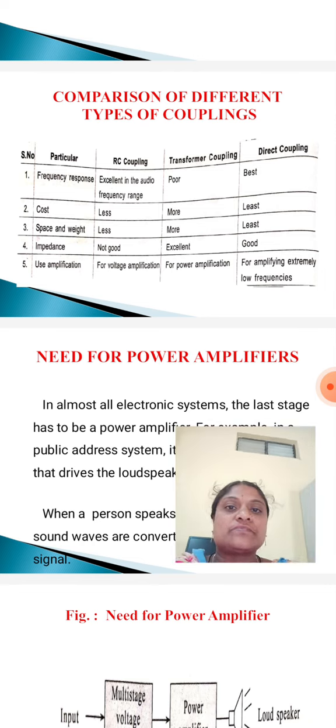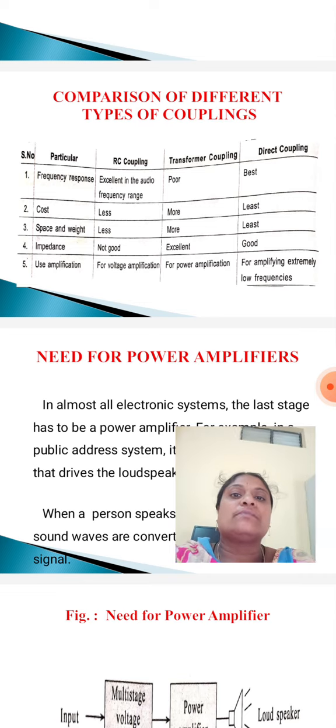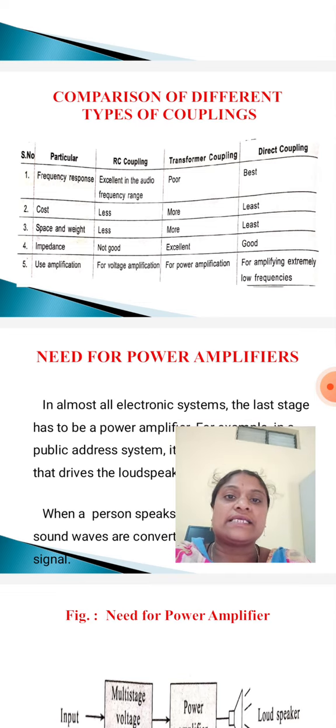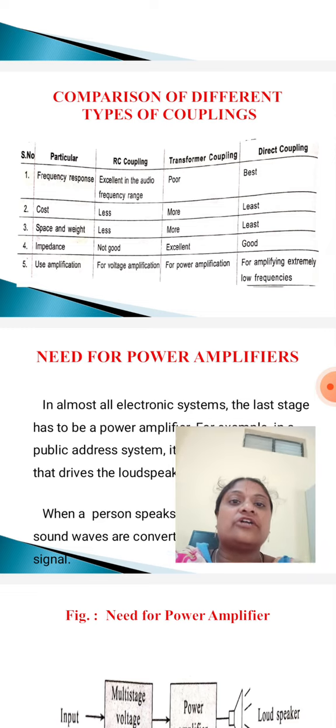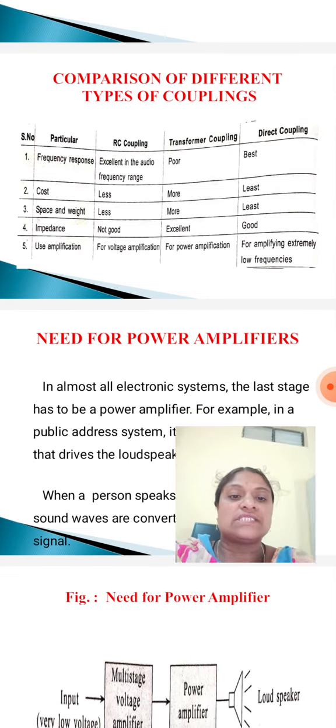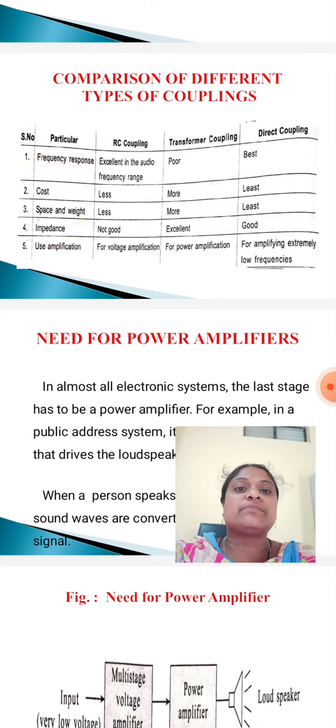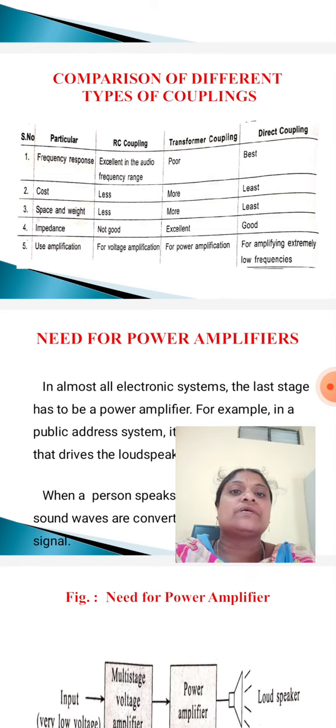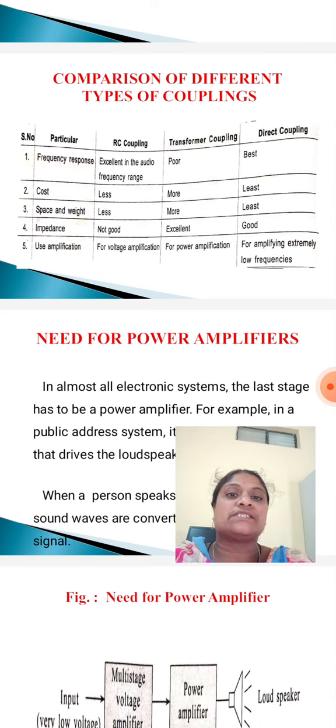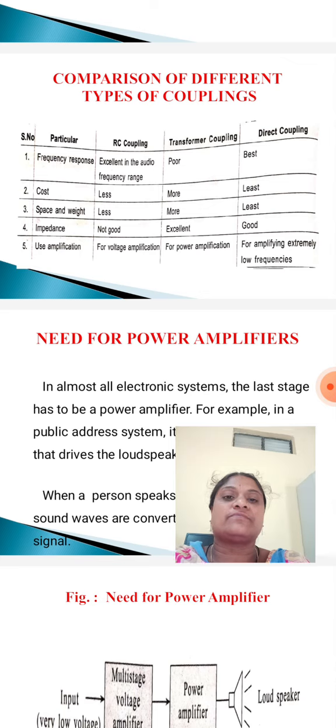The first particular is frequency response. RC coupling has excellent frequency response in the audio frequency range. What about transformer coupling frequency response? It is poor. What about direct coupling? In case of direct coupling, the frequency response is best.